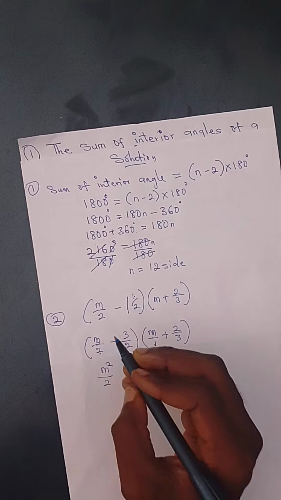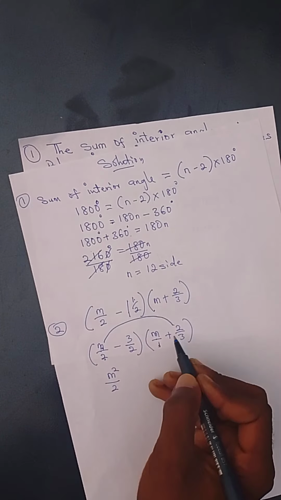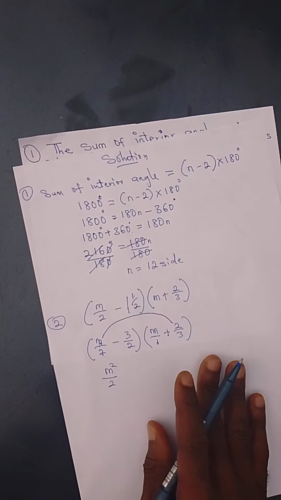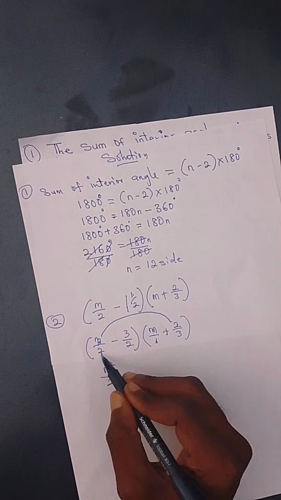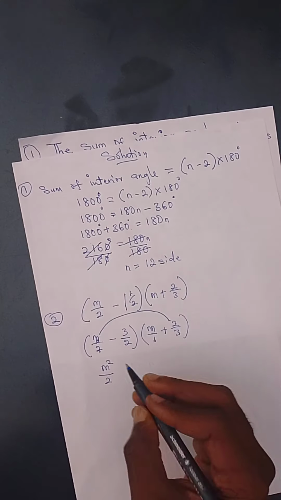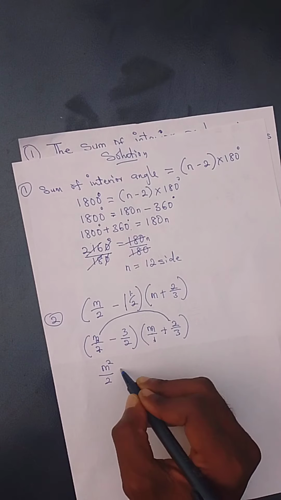So now we use this m all over 2 to multiply by plus 2 all over 3. So we are going to multiply the numerator by the numerator, the denominator by the denominator. So that will be m times 2. Remember there is a plus here.